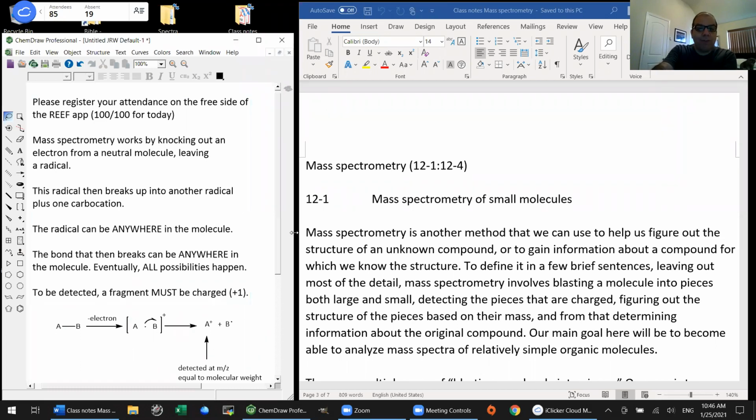But mass spectrometry, well, actually, I already made it bigger. I made the font larger. I may need to enlarge down at the bottom.